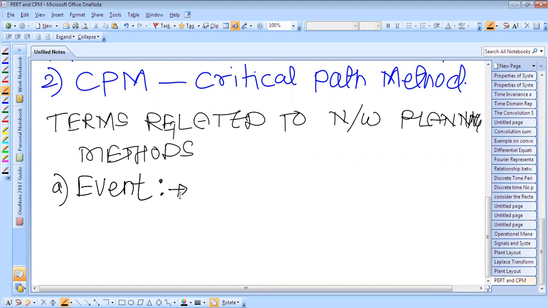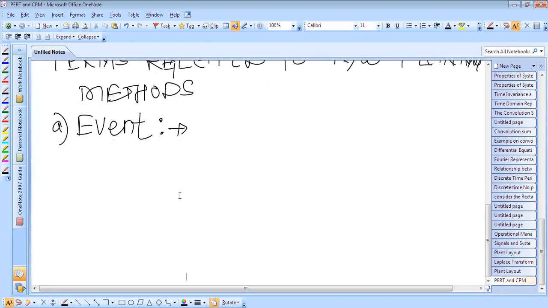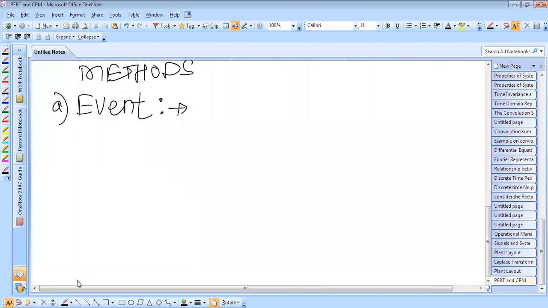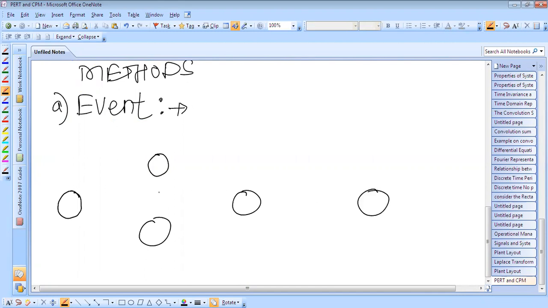Okay, for these techniques, we will first see what we mean by events. For that, we will draw one diagram. The diagram is like this: there are some small circles. You should draw this diagram with circles numbered 1, 2, 3, 4, 5.